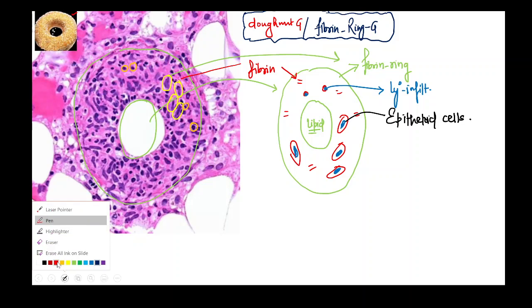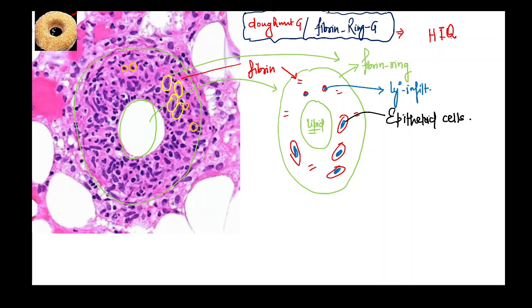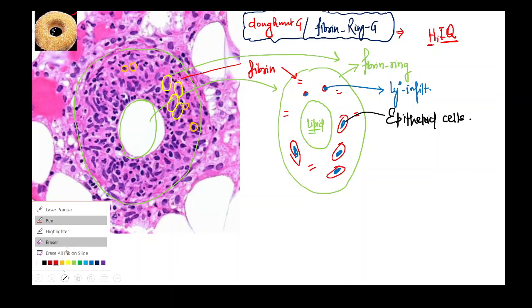There are three important conditions where you will find them, and I will give you a mnemonic for this. The mnemonic is HIQ, high IQ. So this mnemonic you will remember, high IQ, where H is Hodgkin's lymphoma. Donut granuloma, those who eat donut, they have a high intelligent quotient, right? High IQ, just a mnemonic.